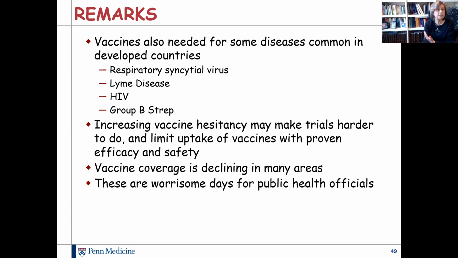HIV still doesn't have a vaccine. Group B strep, there are others. But increasing vaccine hesitancy may make trials harder to do and are likely to limit uptake of vaccines with proven efficacy and safety. I think public health officials are very concerned now about vaccine coverage. I think the issues with the COVID-19 vaccines have caused people to be more anxious about vaccines that they didn't worry about for many years, the standard childhood vaccine. So these are worrisome days for public health officials and public health in general.